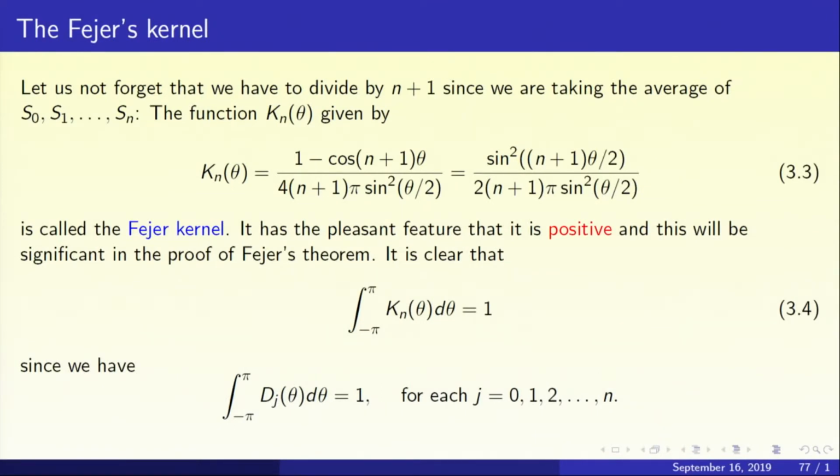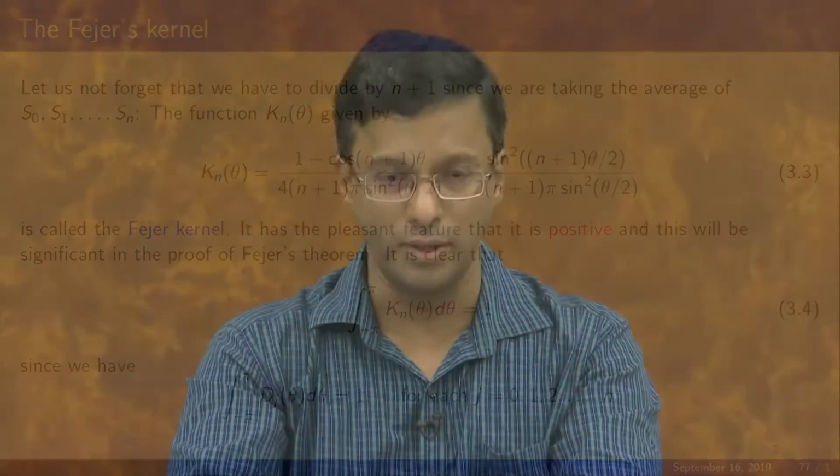Also, one more thing we must not forget. Remember, we are taking the averages. So what have we done? We have added S naught of f x plus S1 of f x plus etc. Sn of f x. How many terms have we added? N plus 1 terms. So when you take the averages, we should divide by n plus 1. So let us divide by n plus 1, and so we should be looking at kn tilde divided by n plus 1. Let us simply call it kn theta.